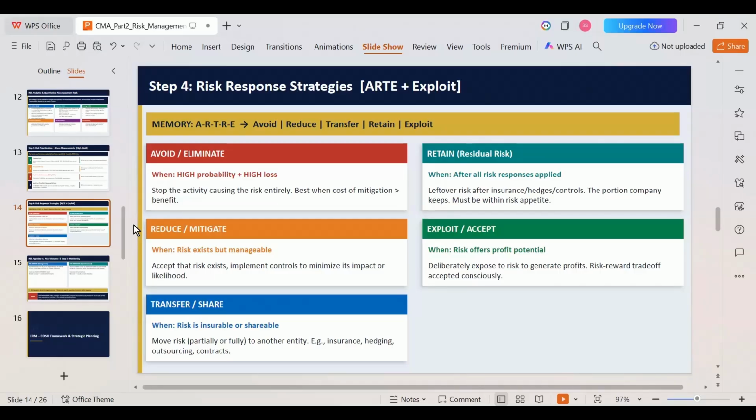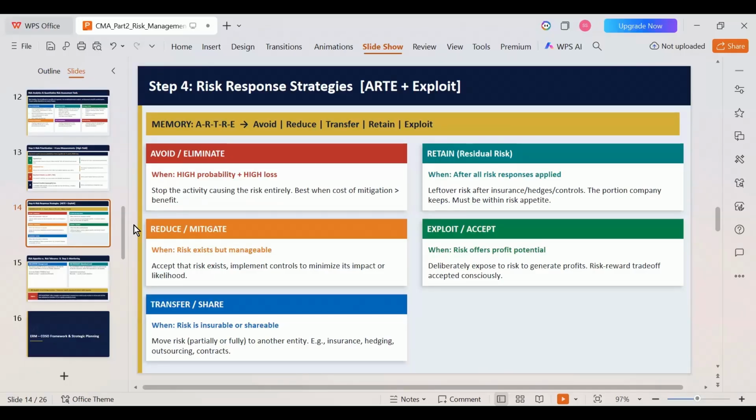Then comes risk retention. What is this risk retention? Assume there was an inherent risk and you have taken all the measures that are possible to reduce that risk. Even after taking all the possible strategies, there is some more risk that is still remaining. That is residual risk, and such risk is retained in a business. So leftover risk after insurance or hedges or controls will remain in a company. That is residual risk and we will be retaining that risk.